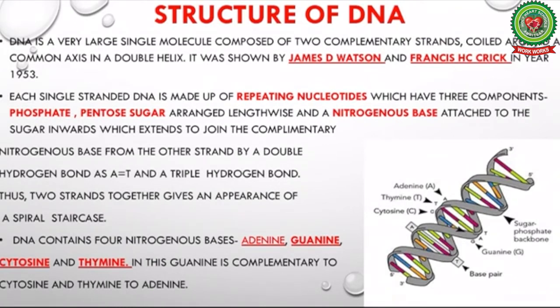Each single-stranded DNA is made up of repeating nucleotides which have three components: phosphate, pentose sugar arranged lengthwise, and nitrogen base attached to the sugar inwards, which extends to join the complementary nitrogenous bases from the other strand by a double hydrogen bond as A double bond T and triple hydrogen bond.